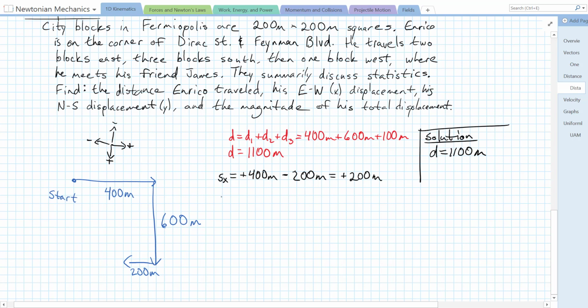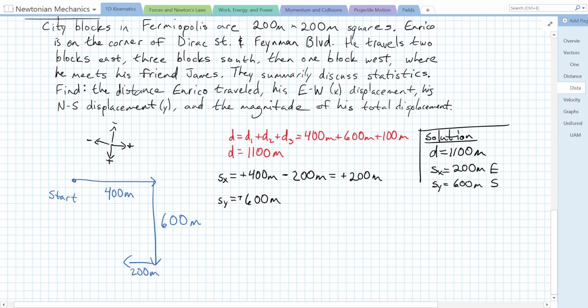We can do the same thing for the y displacement. Our east-west motion doesn't affect that, so all we have to do is look at the north-south motion, and there's only one north-south motion, which is 600 meters south, or positive 600 meters. So Sy is just positive 600 meters. Sx equals 200 meters to the east. Sy equals 600 meters to the south.